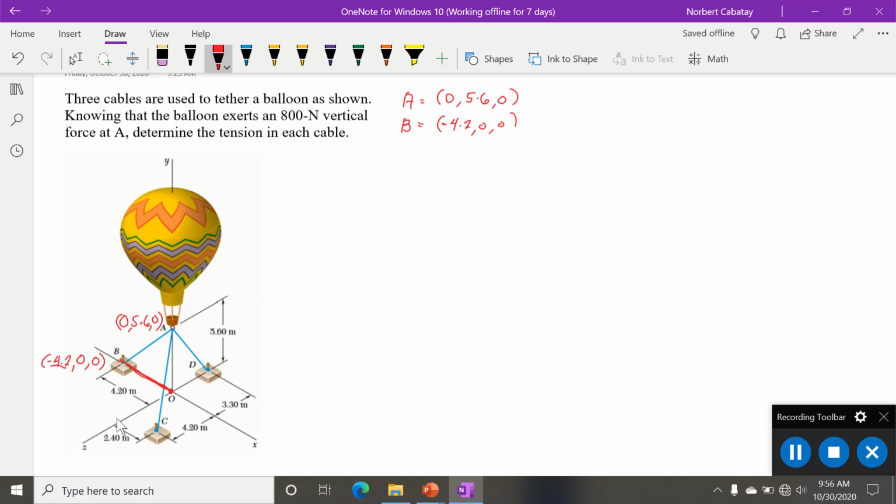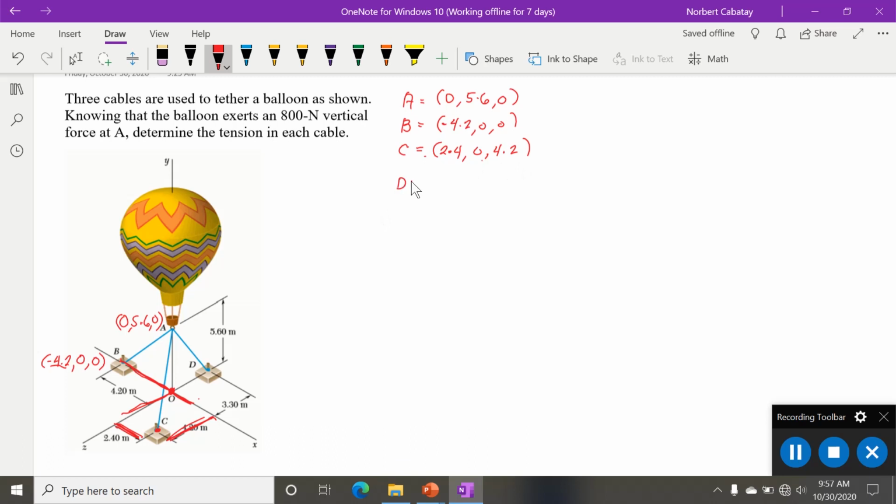How about si letter C? Si letter C, ang distance niya sa x ay ito. So, yan. So, that will be positive 2.4. It's positive 2.4. 0 siya sa y, kasi nasa ground din siya, kapantay nung B at saka D. So, kapantay nung O. Then, sa Z siya ay positive 4.2. Ito yun. Yung distance niya na to na equal dito, 4.2. So, positive 4.2.